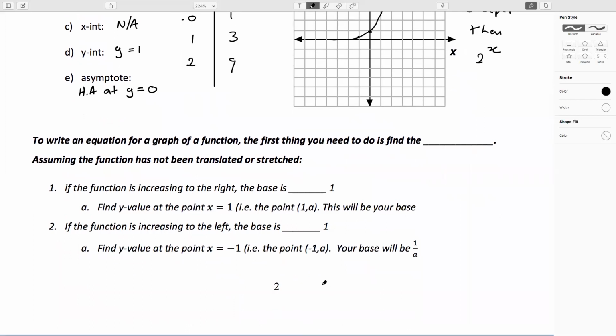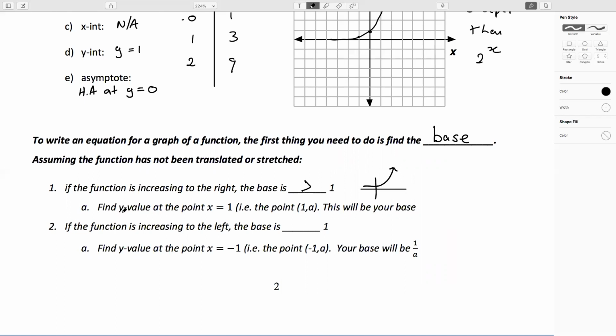So far we have taken the equation of a function and drawn a graph. Now we're going to go in the opposite direction. We're going to go from a graph to an equation. So to write an equation for a graph of a function, first thing you need to do is find the base. Assuming the function has not been translated or stretched, there's going to be two cases. The function will be increasing. So if the function is increasing, you will see the function go up as you move to the right. That means the base is greater than 1.